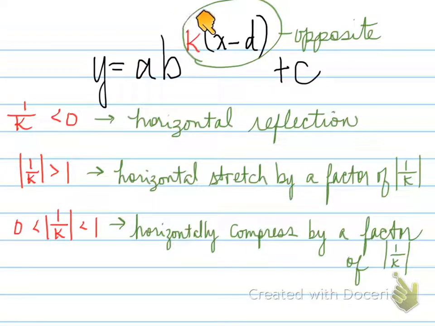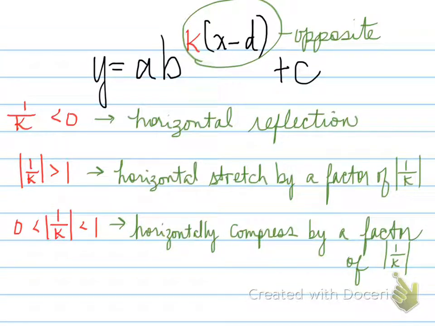So again, it would be the number next to x, and keep in mind, x must have a coefficient of 1 here, folks. That's the very first thing the equation always has, is that the x must have a coefficient of 1. That k is always found outside and separated from the x. So that k, we don't look at k, but we look at 1 over k. If the flip is less than 0, it's a horizontal reflection. If the flip, just the number, is greater than 1, it's horizontal stretch by a factor of 1 over k. If the flip is between 0 and 1, then it horizontally compresses by a factor of 1 over k.